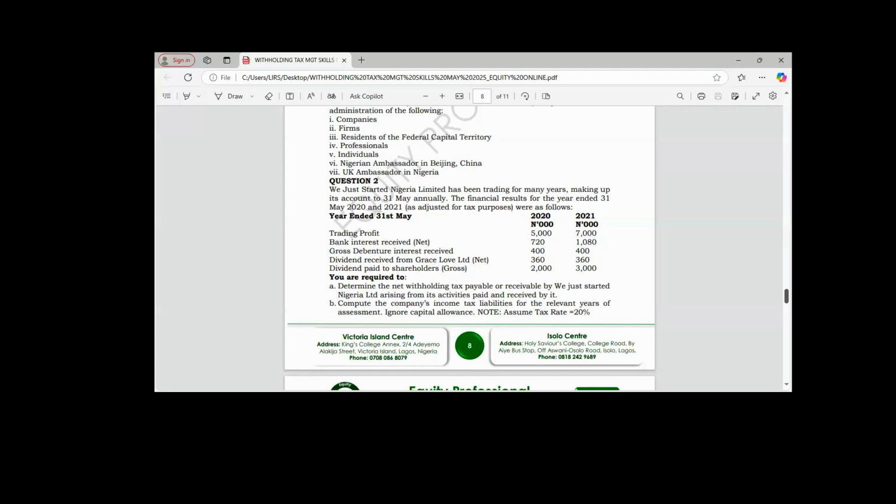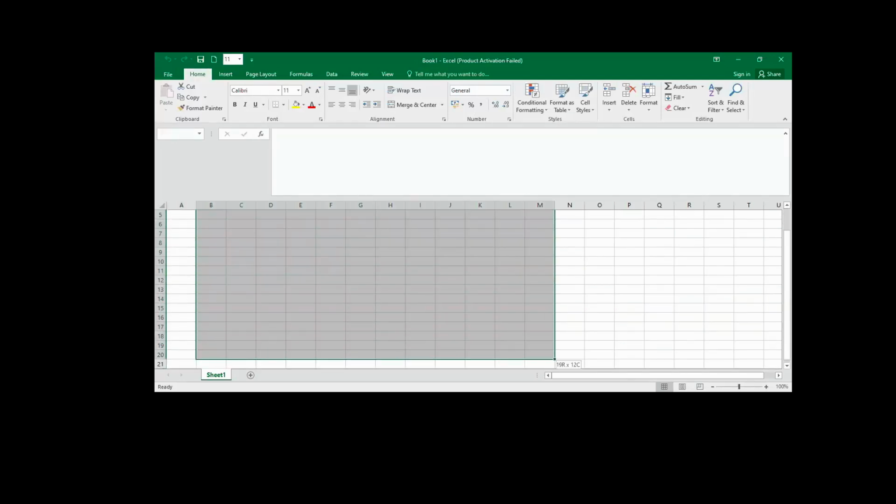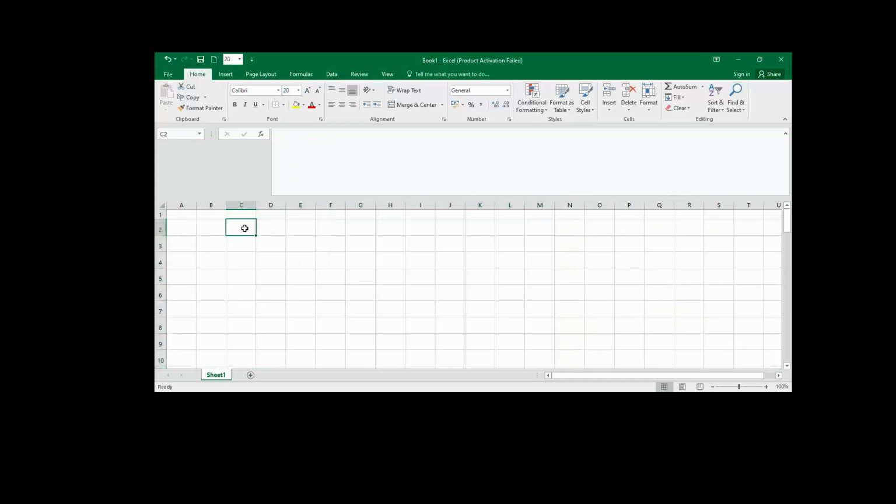So let me now, as we have stated, expand the font so that it will be visible, as somebody complained. Let me expand it. Yes. So we have what?